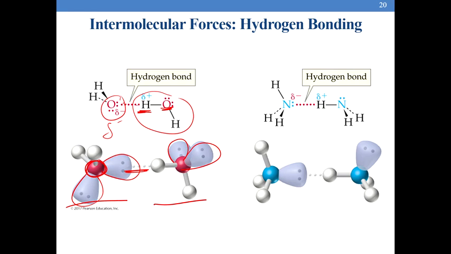And here's an example with nitrogen, because remember nitrogen, O, N, or F. This would be a correct hydrogen bond: a hydrogen covalently bound to a nitrogen on the right, attracted to a nitrogen on the left, okay?